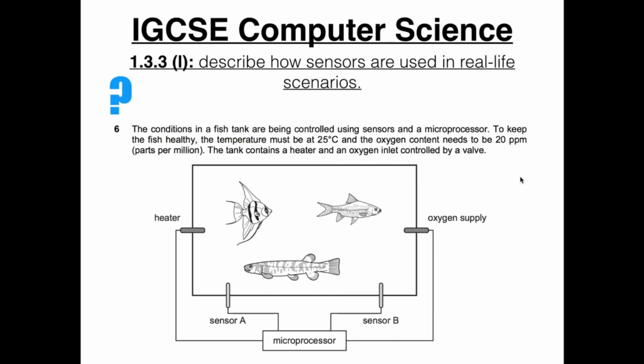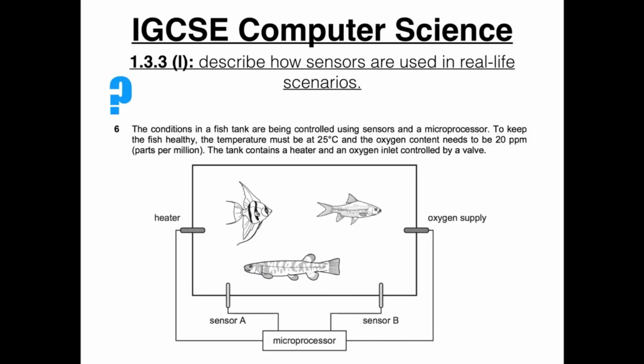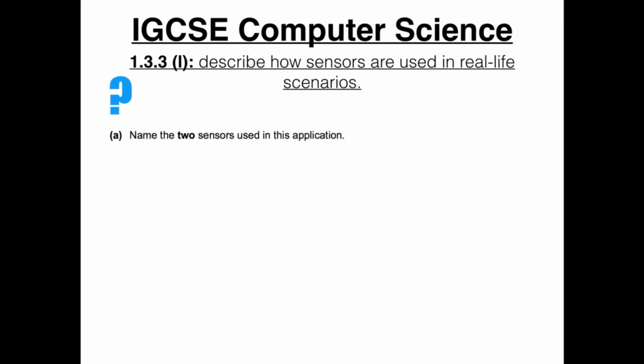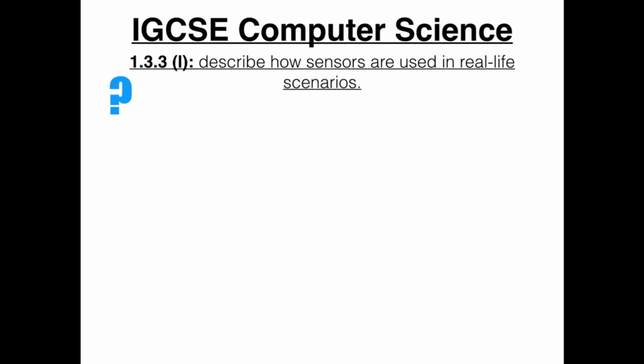So this is what you could say. Now, there are actually 2 questions to where I found this. There's question A, name the 2 sensors used. Now, we could see here, sensor A and B. Well, we've got a heater and an oxygen supply, so obviously sensor A will be a temperature sensor, and sensor B will be an oxygen sensor. So, yeah. Now, I think that can give you a mark if you say gas sensor. I don't think that matters, but, you know, still sort of gas oxygen sensor.